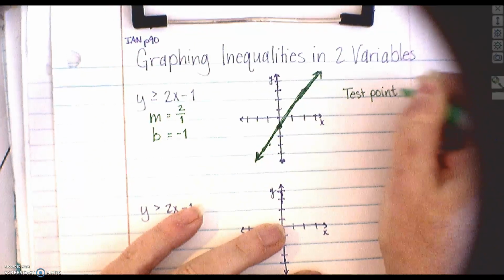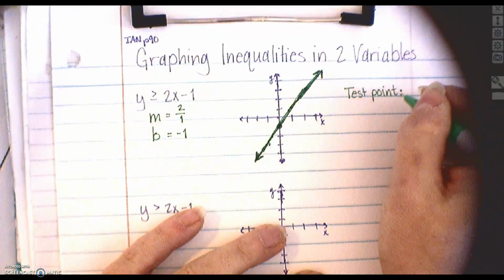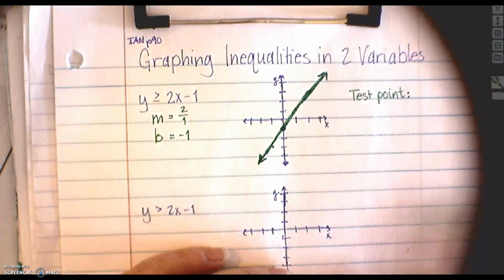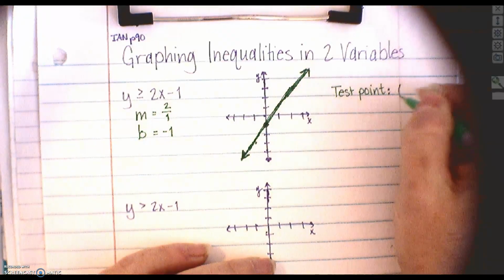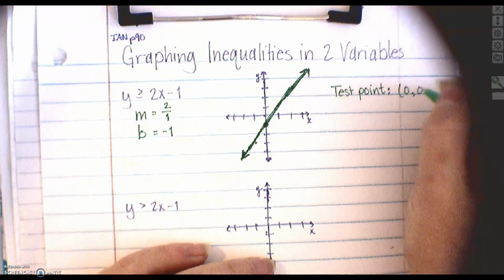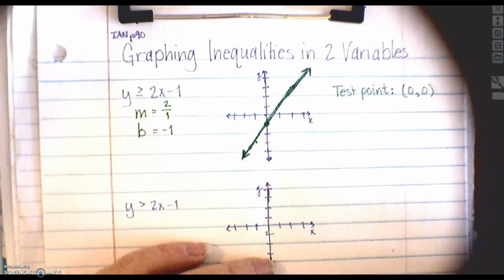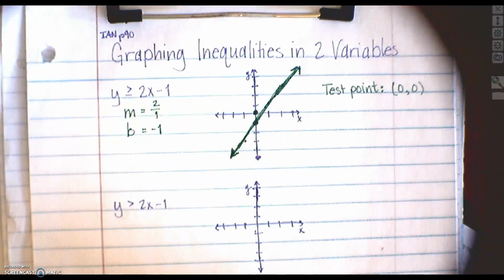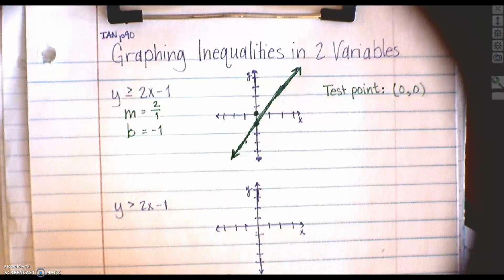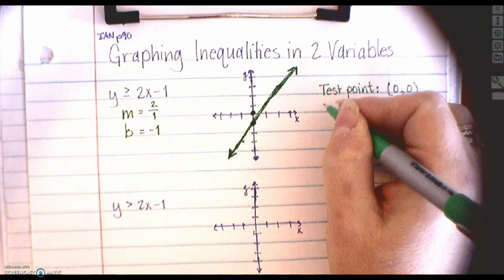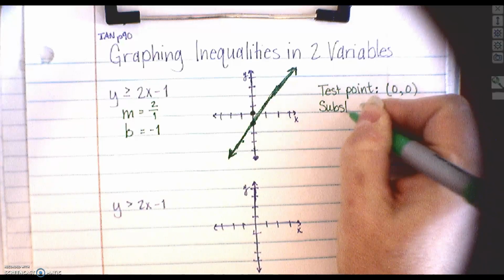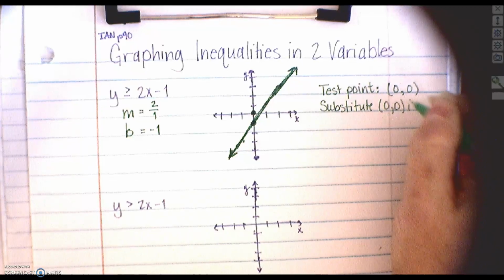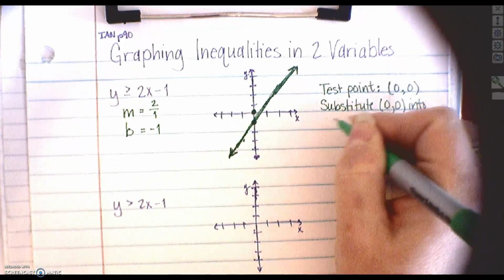I like to do test points that are easy math. Some good test points are 0, 0, and 1, 1, because those are easy math. So we're going to pick 0, 0 as our test point today. Zeros are easy math. Here's our test point right here. Our test point is above the line. We're going to substitute our test point into, excuse me, the inequality.